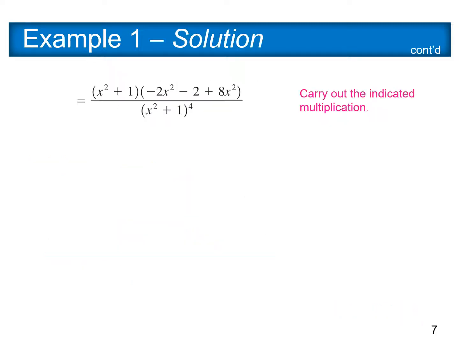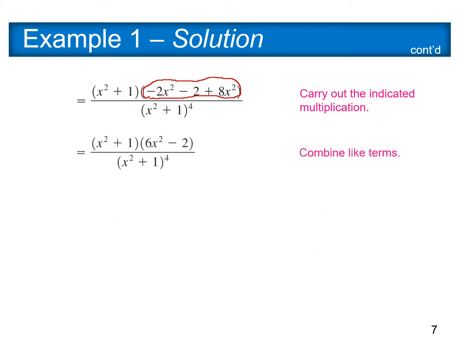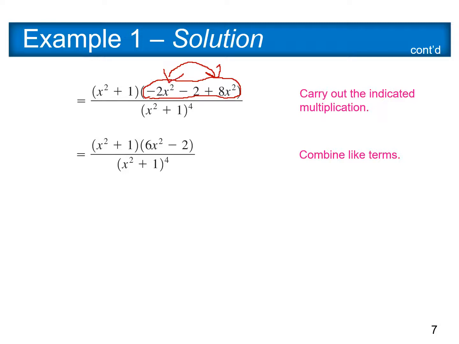What's the next step? Next, I simplified everything inside that big parenthesis. I expanded and carried out all the multiplications inside there. Then I combined the like terms. For example, what I see here is that these two, 8x squared and negative 2x squared, can be joined together, and that's why now I just have a 6x squared.